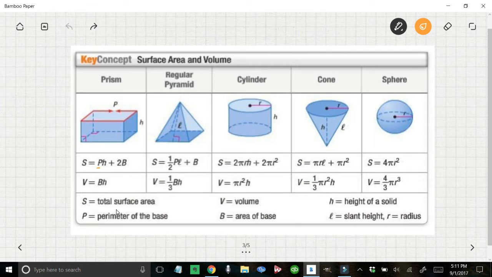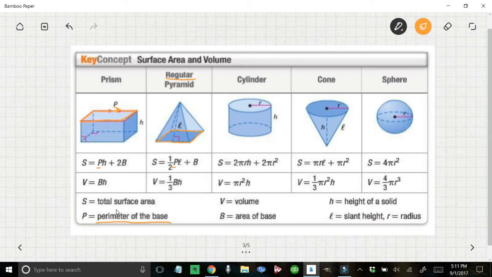This capital letter P stands for the perimeter of the base. So that might be something that you need to solve for first, because for a prism you're going to need to know the perimeter of the base. If it's a triangle or a rectangle or a square, you'll have to calculate that out first. If it's a pyramid, the base is this here. You're going to have to calculate that perimeter first. And we're just going to be looking at regular pyramids. So this would be a square, even though it might look like a parallelogram or a rectangle.